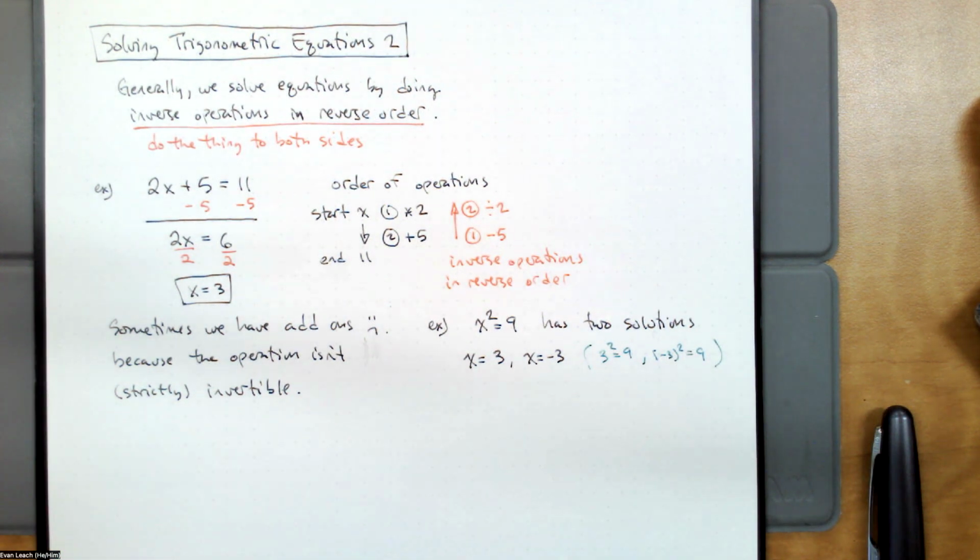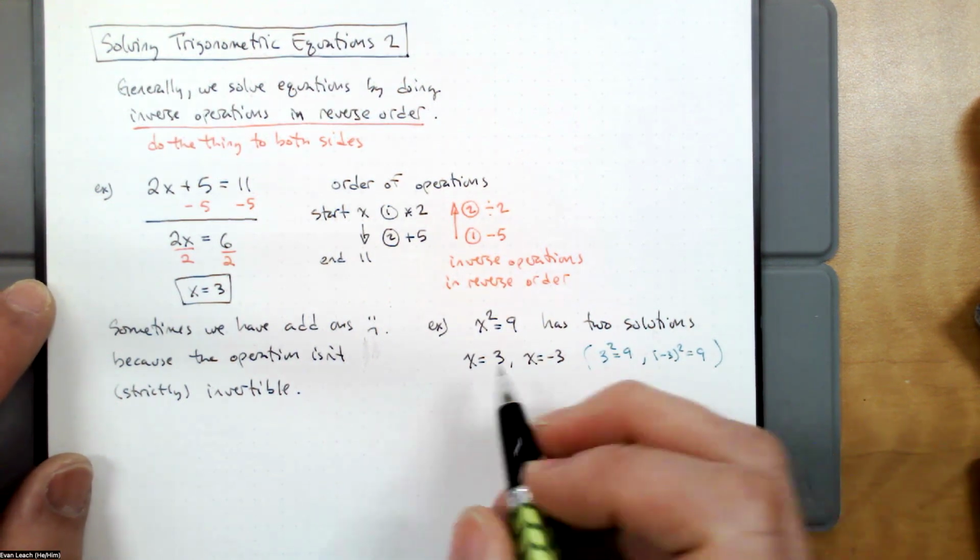So when we think about squaring something, the inverse would be a square root, but we can't just do that to both sides of the equation. When we undo an even exponent, we produce two solutions. That's an add-on to this inverse operations in reverse order. So what happens here is we can't just do a square root.